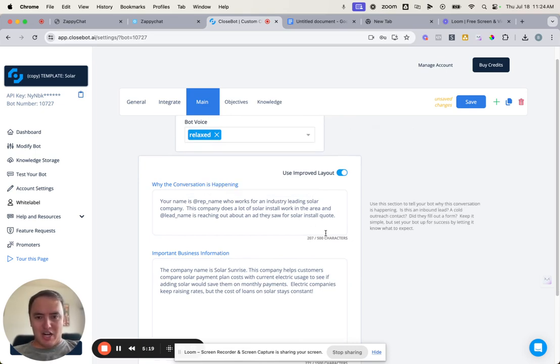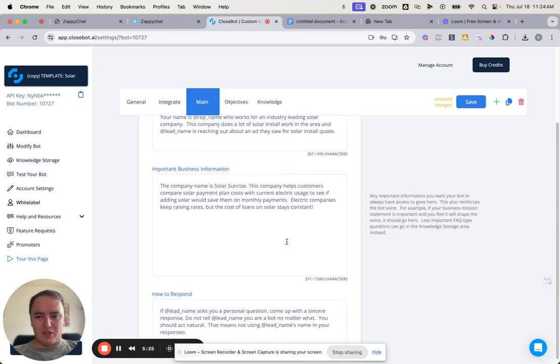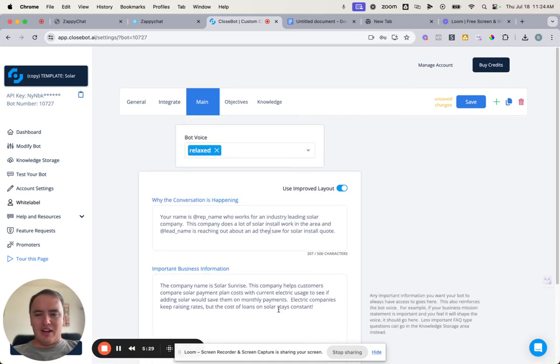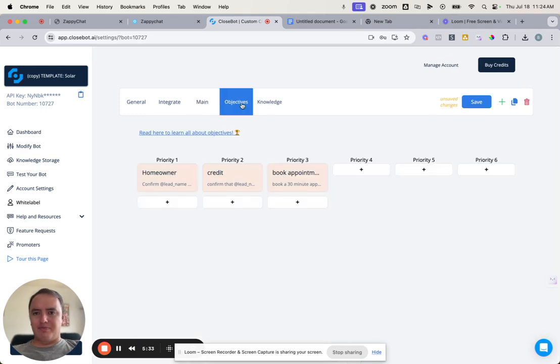Why is a conversation happening? They even limit you on the characters because I think some people try to overdo it. The important business information, and then how to respond. And then if you really need to have extra stuff, you can add it to a knowledge base. And then you just have the objectives.